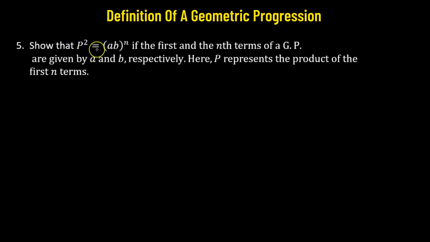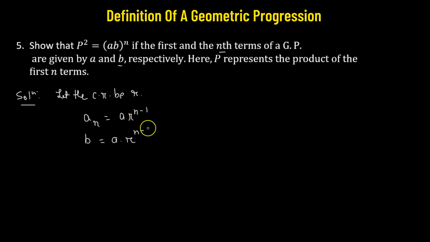Problem number 5, we need to show that p squared equals (ab) raised to the power of n. So here the first term and the nth term are a and b, and p here represents the product of the first n terms. So let's begin. Our first term is already given, so we'll only specify the common ratio. So let the common ratio of the geometric progression be represented by the lowercase letter r. Now it's given here that the first term is a and the nth term has the formula a times r raised to the power of n minus 1. So here it's given that the nth term is b. So that means we have b equals a times r raised to the power of n minus 1.